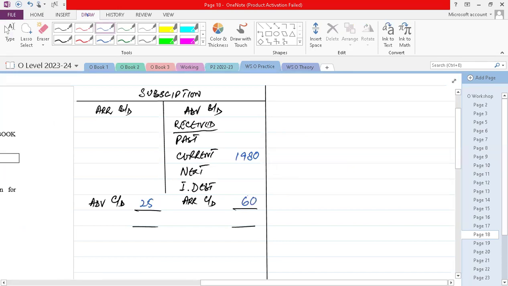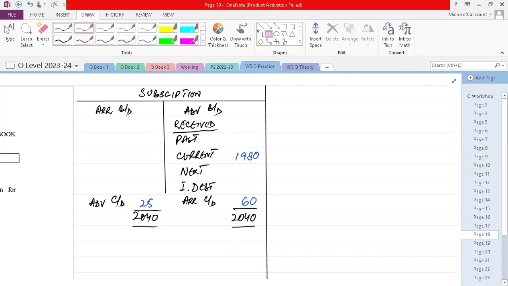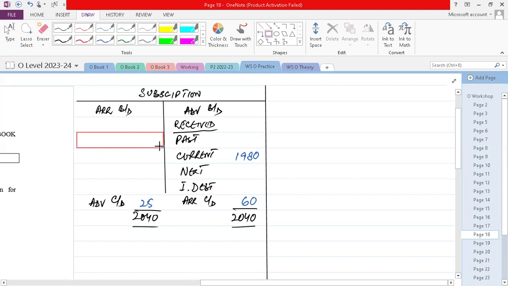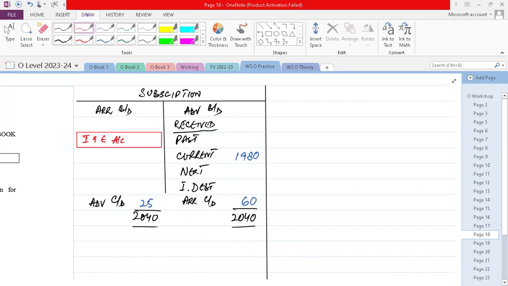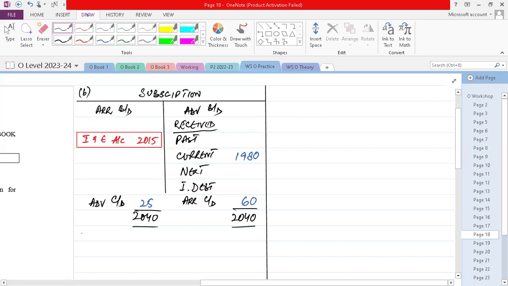Now, add the bigger side and subtract the smaller side. And we need to calculate the amount transferred to the income and expenditure account. We need to find out this value. The answer is 2015. So this was requirement number B. Now we are going for requirement number C.